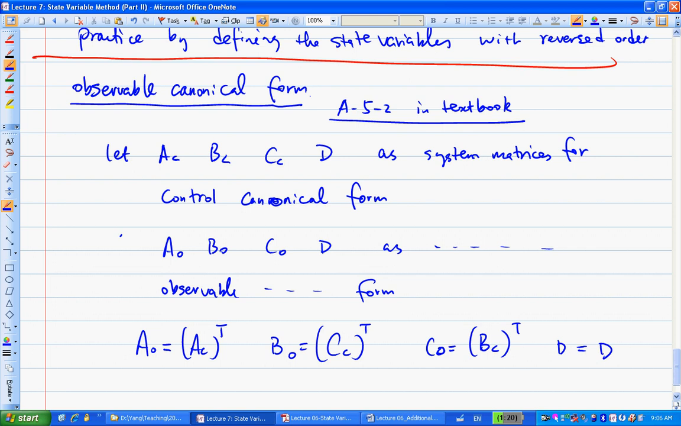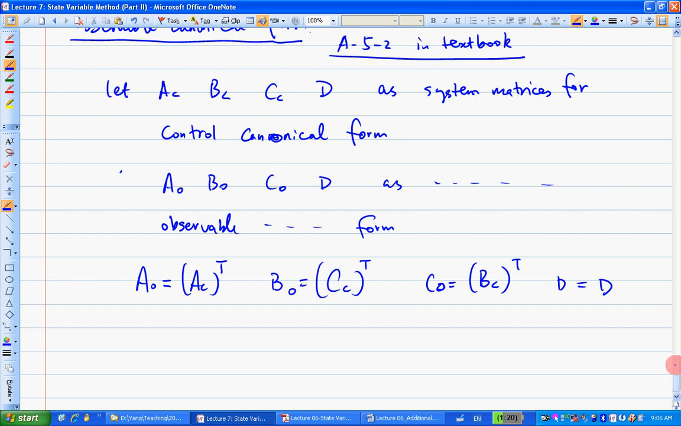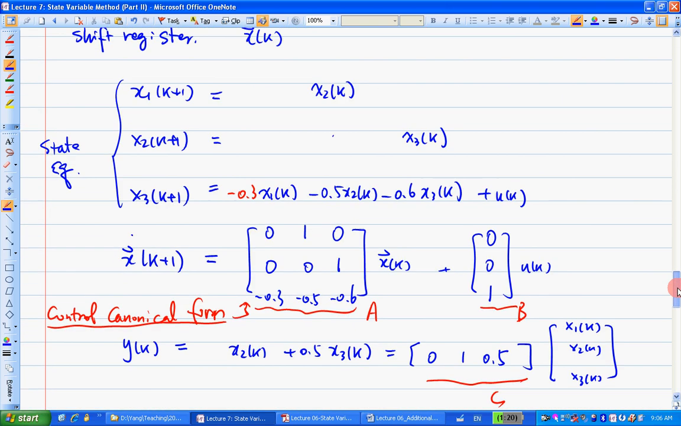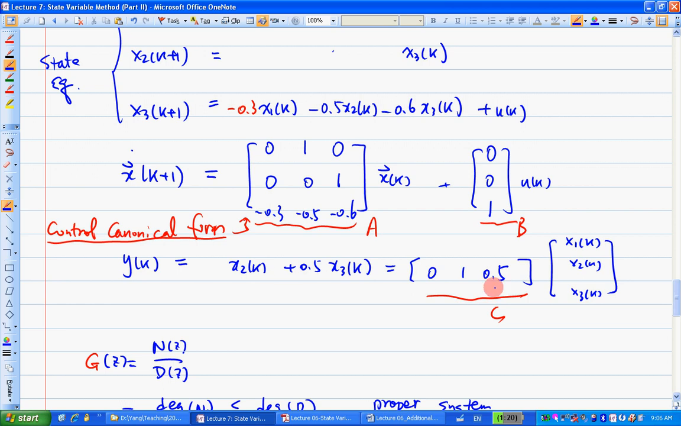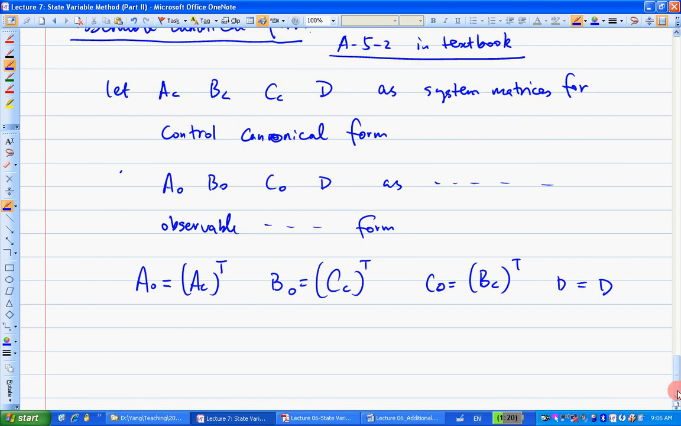The simulation diagram, where did that go? Yeah, so for example, if I base on the previous example here, okay? This is the state space model obtained for a control canonical format. And if I ask you, can you derive an observable canonical form?